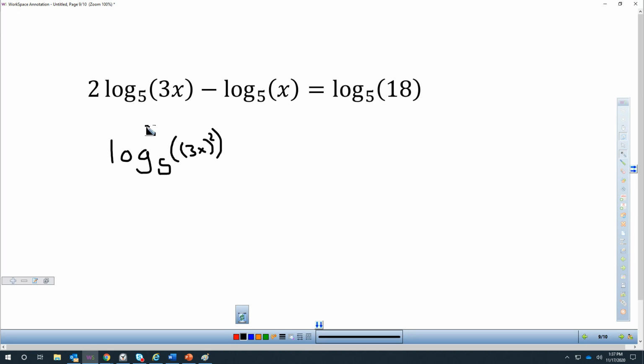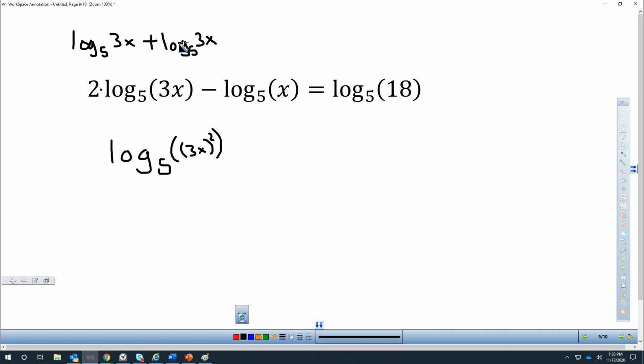Okay. And the reason why you got to do that is because that power is going to be everything in, they call this the argument of the log. It's going to be applied to everything in there. You could also think of this, so 2 times log base 5 of 3x is log base 5 of 3x plus log base 5 of 3x. Okay, you're adding it twice. That's what timesing by 2 does, right? You're adding it 2 times.